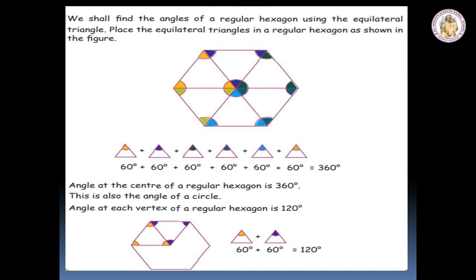That means 6 sixes are 36. As you all know, 60 degree into 6, if you multiply, you will get 360 degree. That is, the angle at the center of the hexagon is 360 degree. This is also the angle of a circle. If you mention the angle, you always get 360 degree. If you take a protractor, both sides are equal to one circle. 180 plus 180 is equal to 360. That is what they have mentioned here. The whole hexagon is equal to 360 degree.